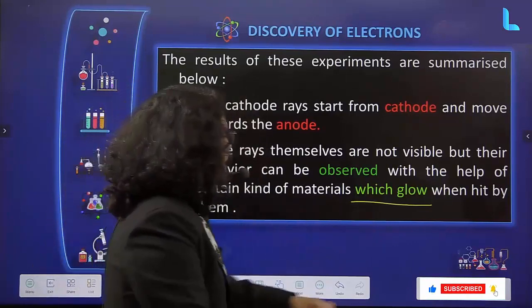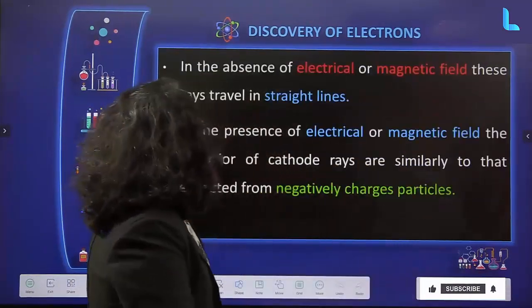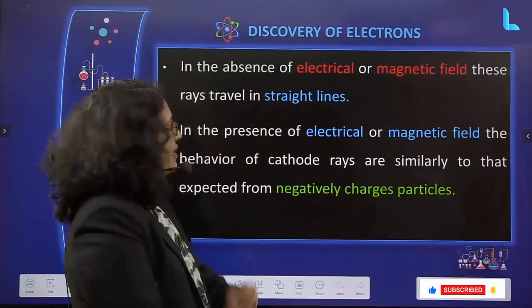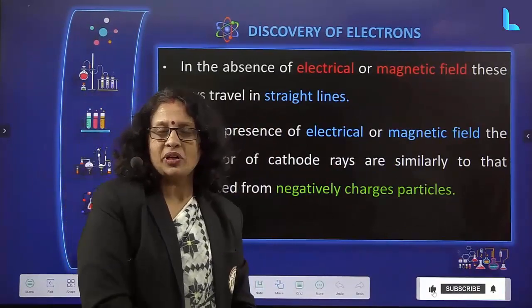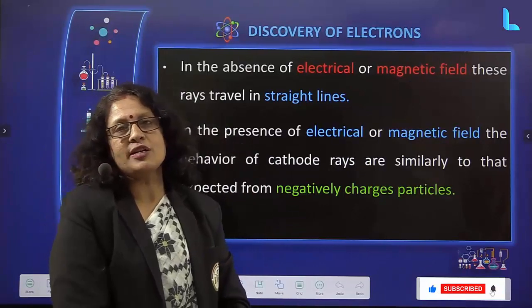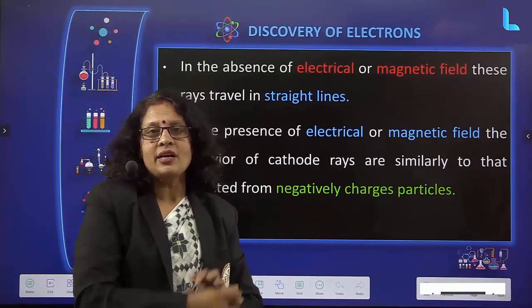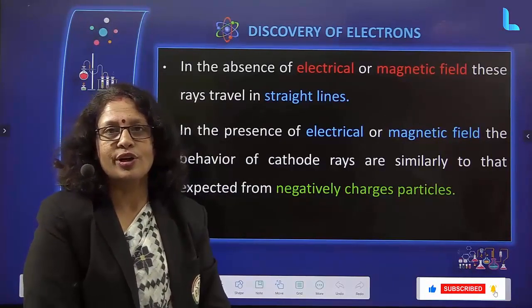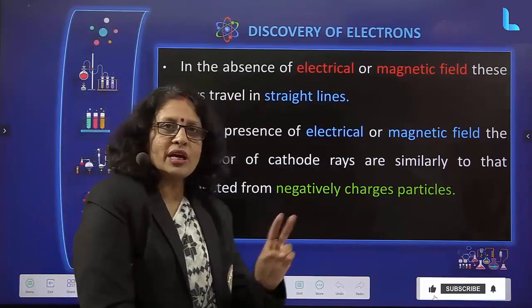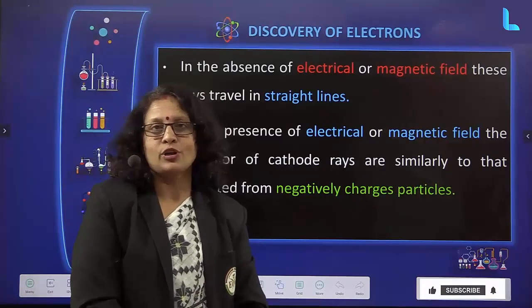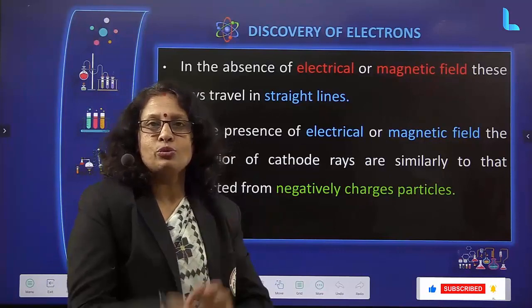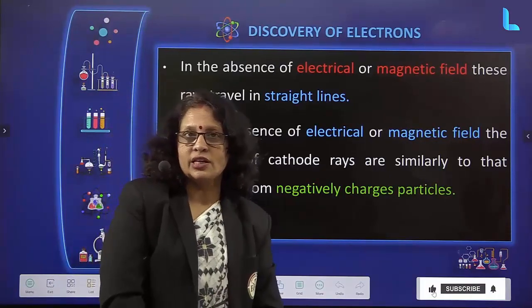In the absence of electrical and magnetic fields, these rays travel in straight lines. Whenever a magnetic or electric field is not applied or not present, these rays travel in a straight line, which we had observed inside the cathode ray tube, correct. So three kinds of conclusions. The first is the particles are moving towards the positive plate, so maybe they are negatively charged.